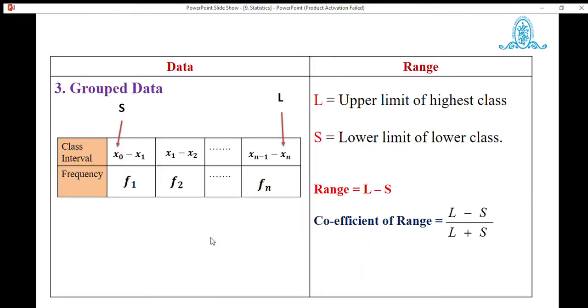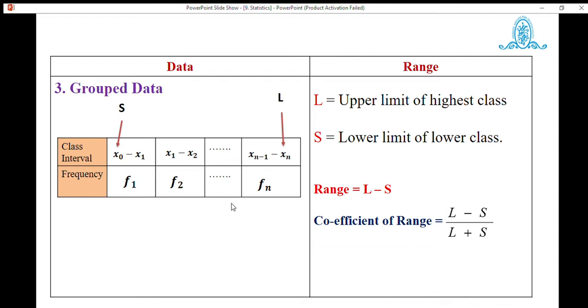The next type of data is grouped data. Grouped data means the class intervals are given there, provided the class intervals are continuous. If they are discontinuous, then you first have to make them continuous and then use the formula. If the class intervals are continuous, like x0 minus x1, x1 minus x2, the upper limit of your first class and the lower limit of the next immediate class must be the same. So x0 minus x1, x1 minus x2 up to xn minus 1 minus xn. If the class intervals are continuous and corresponding frequencies are given, your data will be grouped data.